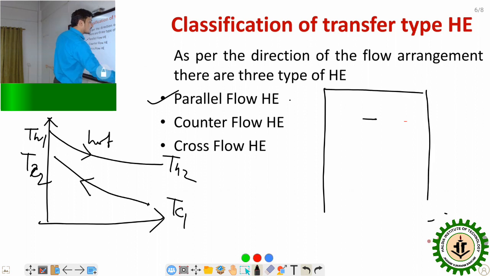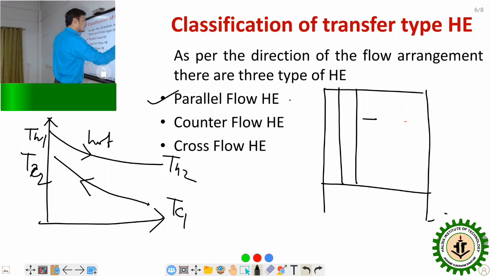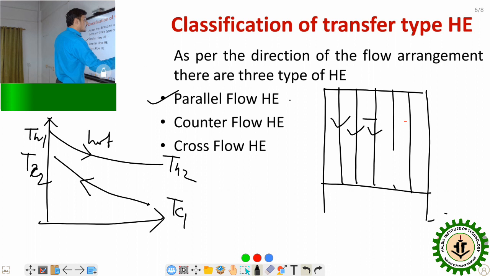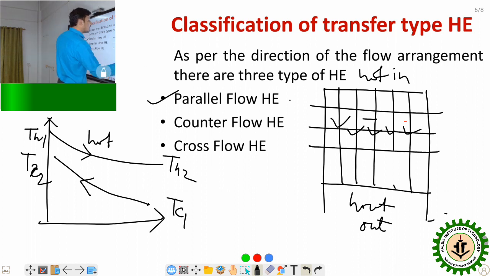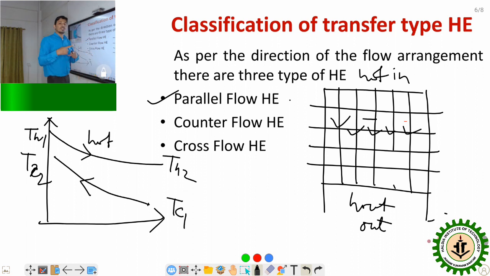So if this is the heat exchanger, these parallel vertical lines are the hot fluid in, here hot out. And the cold fluid would be perpendicular to them, meaning they are crossing each other. So these are orthogonal to each other.